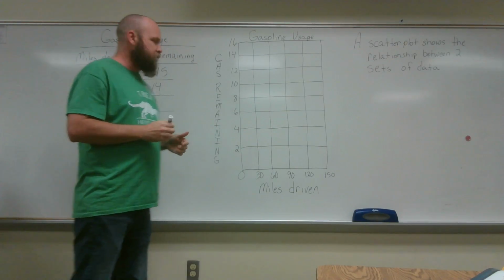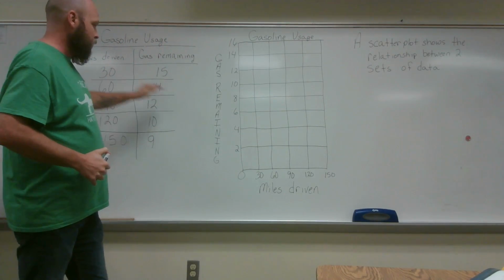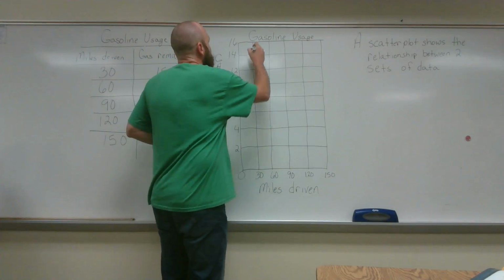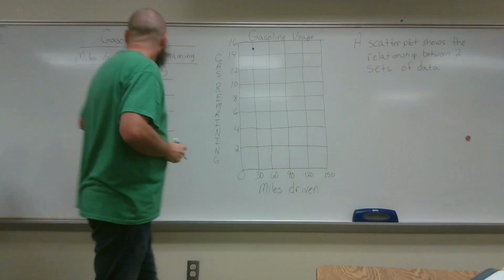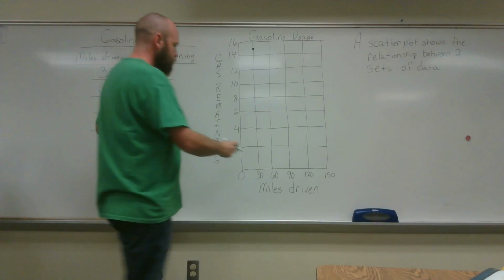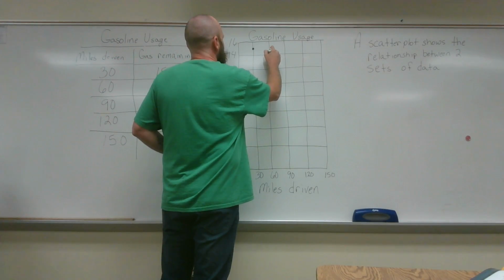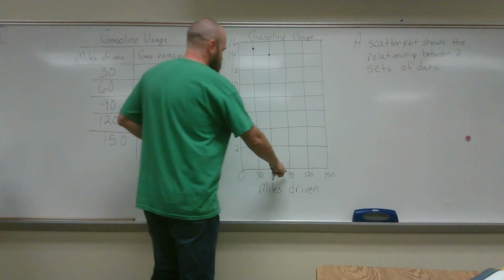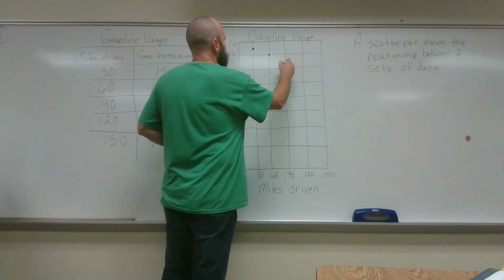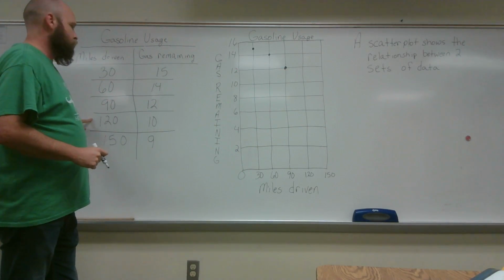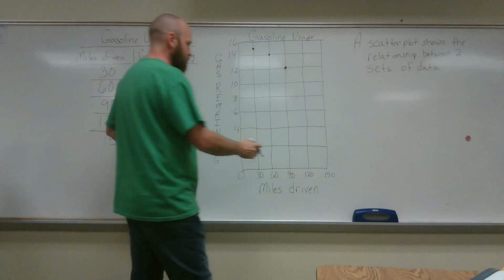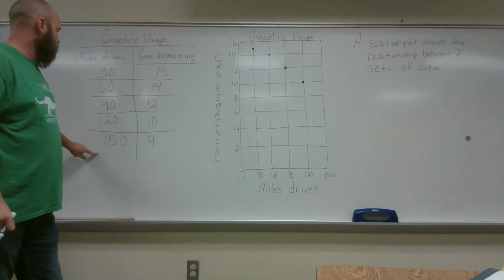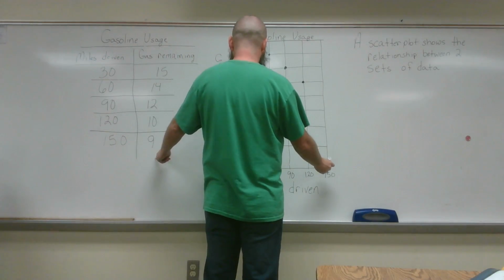Then we're going to graph it just like we would. Our miles driven is 30. Our gas remaining is 15, which is going to be halfway between 14 and 16. Our miles driven is 60. Our gas remaining is 14. Our miles driven is 90. Our gas remaining is 12. Our miles driven is 120. Our gas remaining is 10. And our miles driven is 150. Our gas remaining is 9.